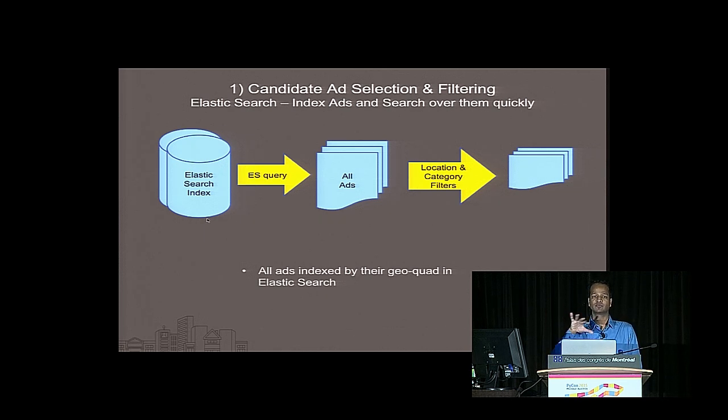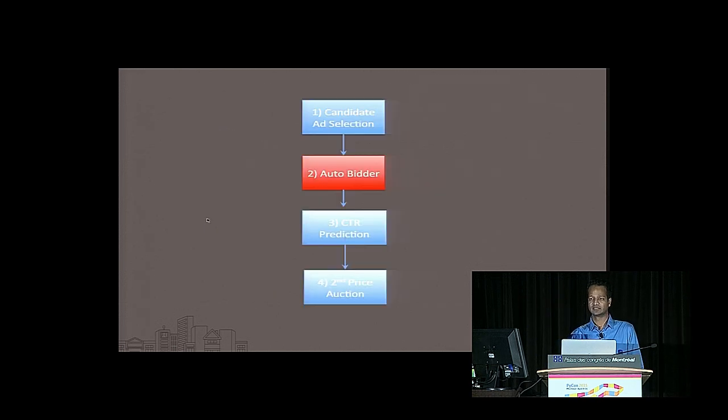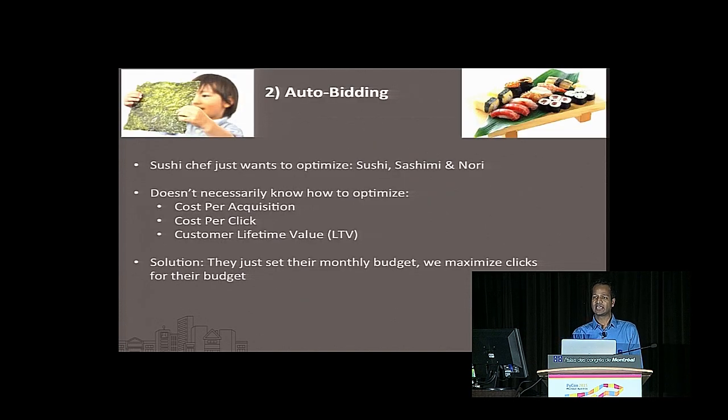So suppose you did a query for a business here in Montreal, then an advertiser in Kansas City is not going to compete in that auction. So now the second piece here is the auto bidder. The reason we came up with an auto bidding system is that our advertisers are local businesses who want to delight the customers.